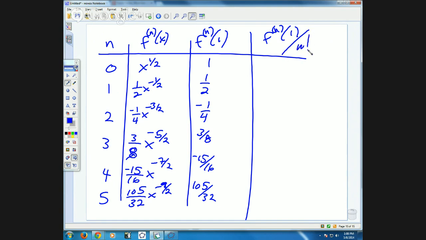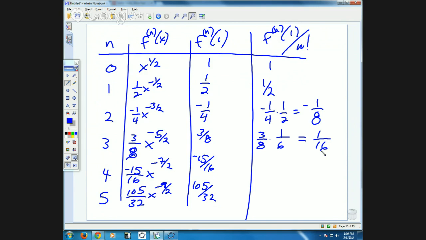All right, so 0 factorial is 1, so we have 1. 1 factorial is 1, so we still have 1/2. For 2 factorial, this is negative 1/4 times 1 over 2 factorial, which is 1/2, which gives me negative 1/8, right? Next, we're going to use 3 factorial, so I'm going to have 3/8 times 1 over 3 factorial, which is 1/6, and so that's going to give me 1/16. Interesting, 1/16.